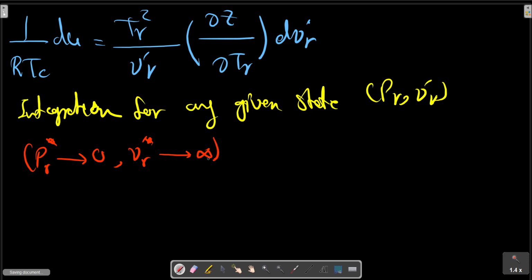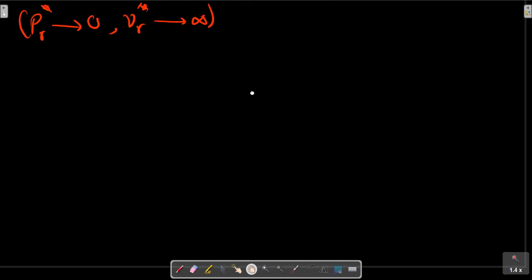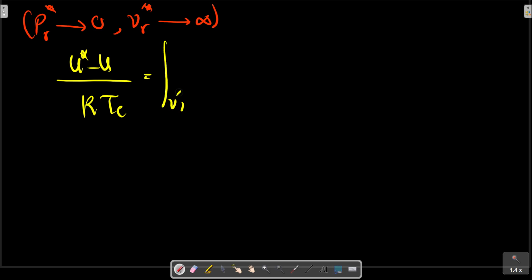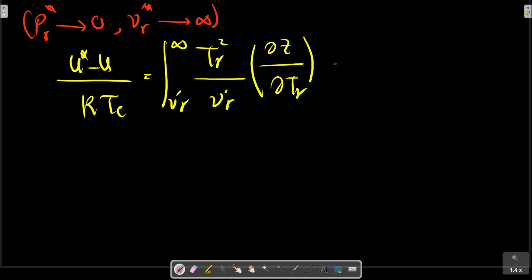The subscript star will always denote an ideal gas state or property, causing an internal energy change or departure from the ideal gas value at the given state. We can write this relation: RTC, V prime R, on Z on TR, V prime R dV prime.